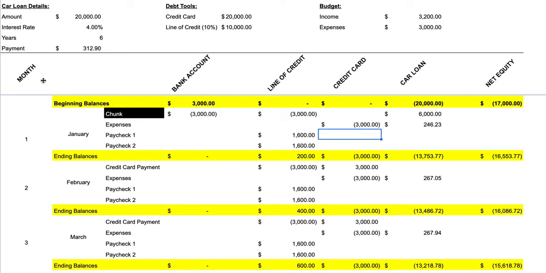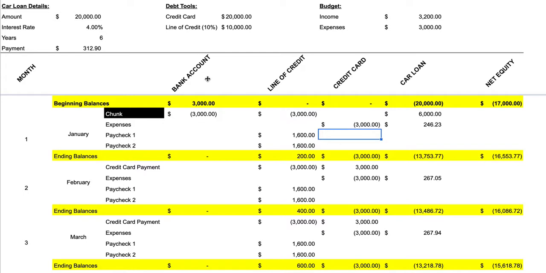So over here, these are the months: 1, 2, 3. This column is just which month it is, and then it's telling you the ending balances, right? This column is what type of transaction is happening. So we have either a chunk, an expense, or the paychecks, or a credit card payment as well. The chunk, we'll get into that later.